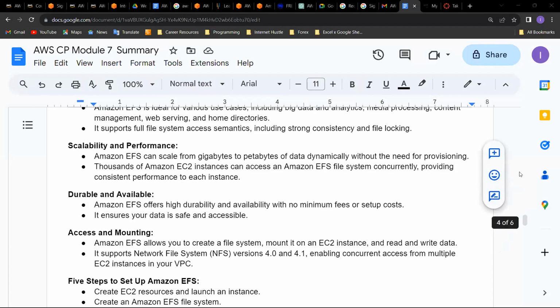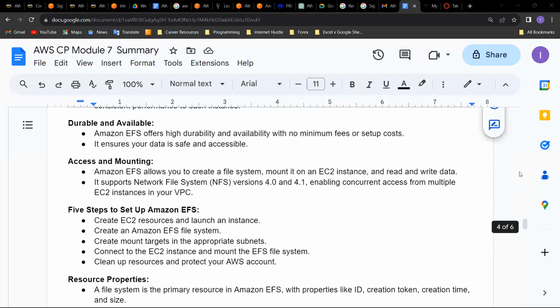So I think we'll look at the steps in setting up Amazon EFS. First you create an EC2 instance and launch it, and then you create an Amazon EFS file system. With the EFS file system, you just access the service through search. So you search for EFS and then you create it. It's just Create EFS file system. And then you create your mount target. Your mount target is where you would want to attach to. So that is the instance in the subnet.